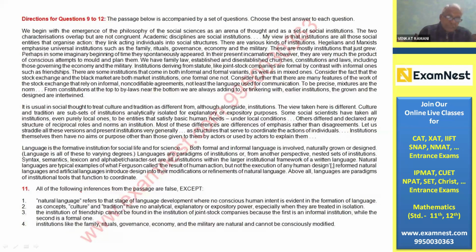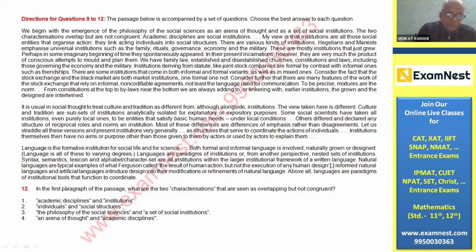Now let's look at the next question. All of the following inferences from the passage are false except: natural language refers to that stage of language development where no conscious human intent is evident in the formation of language. That is the correct option. Number 1 is correct. The others are false. Concepts, culture, and tradition have no analytical, explanatory, or expository power, especially when they are treated in isolation. No, that is false. The institution of friendship cannot be found in the institution of joint stock companies because the first is informal, while the second is formal. Institutions like the family are natural and cannot be consciously modified. No, number 1 is the correct option.